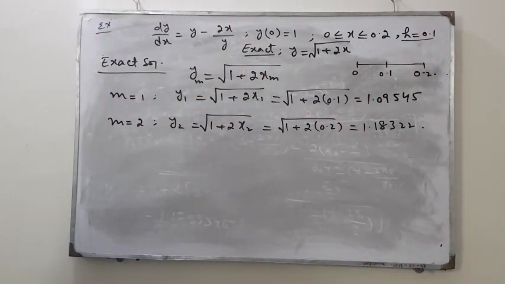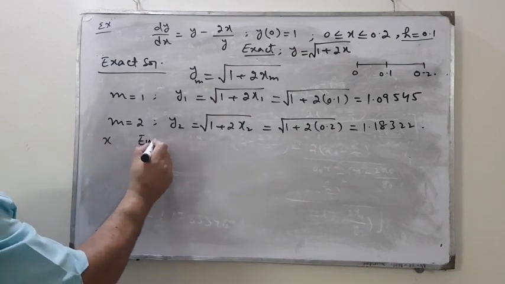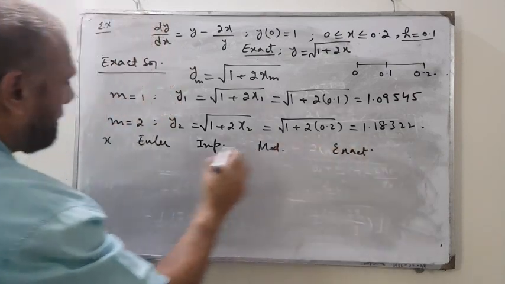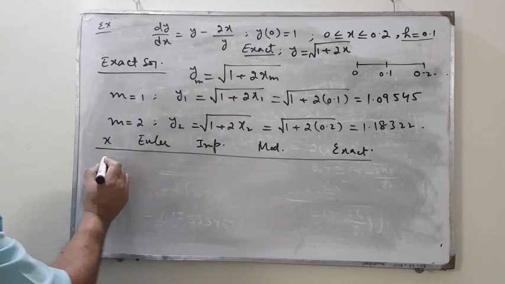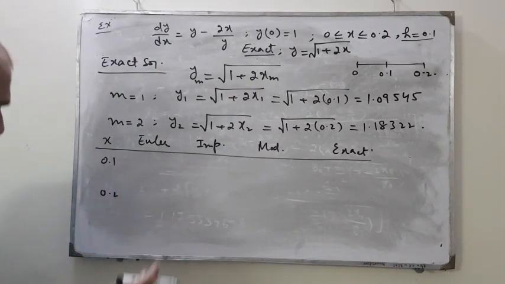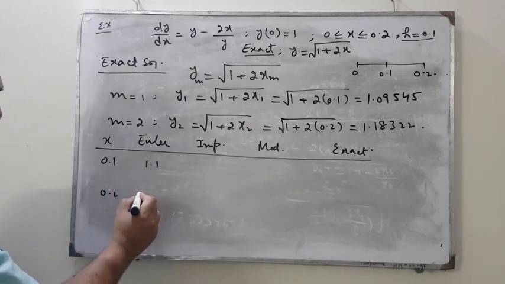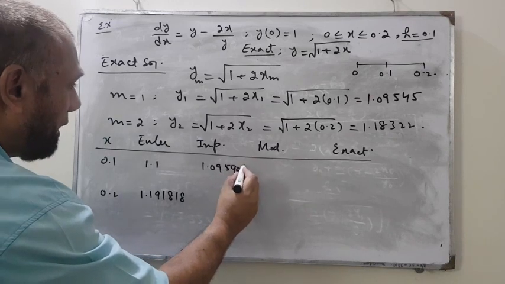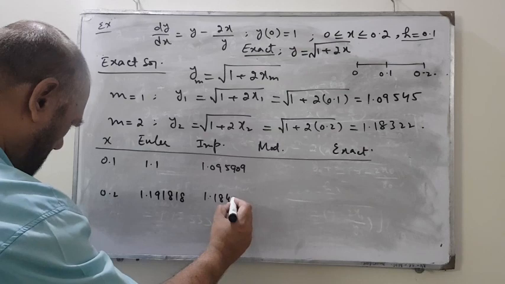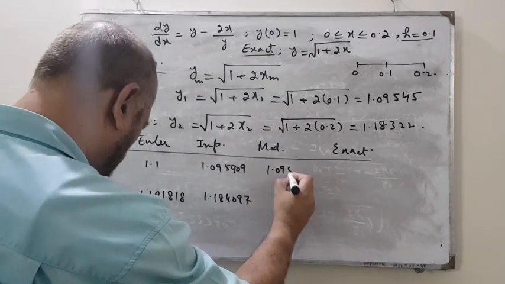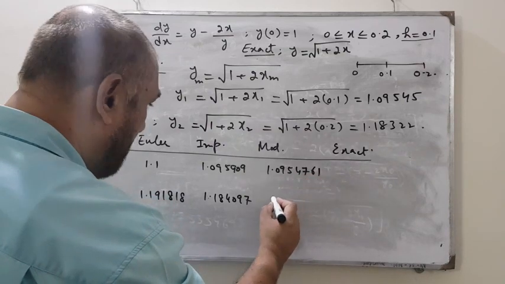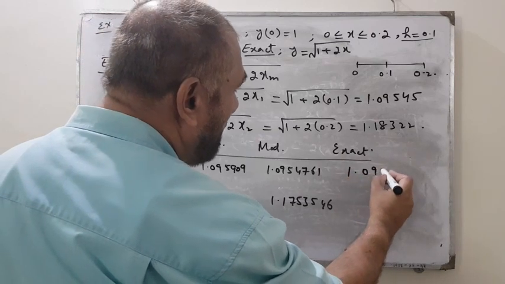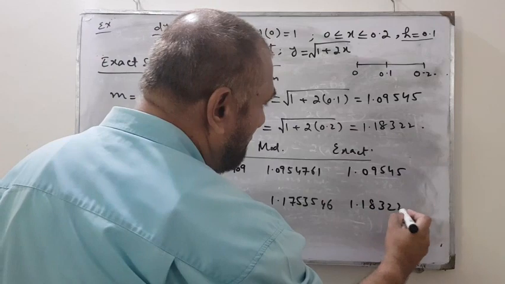Now we can summarize the whole result for the x values: the Euler's values, improved Euler's method, modified Euler's method, and the exact solution, as we have done in the previous example. Here we have to calculate the value at 0.1 and 0.2. Euler method gave you the answers 1.1 and 1.191818. Improved Euler's gave you 1.0959090 and 1.184097. Modified gives you 1.09547161 and 1.17533546. And the exact solution values are 1.09545 and 1.18322.